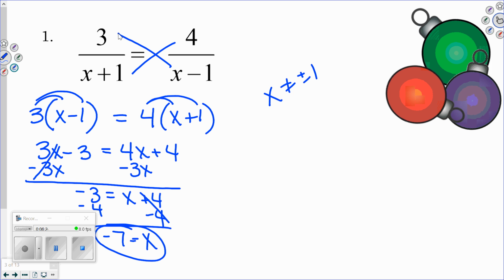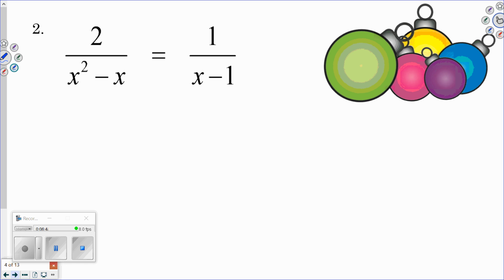So is this a restricted answer? No, it's fine. If I would plug negative 7 in here, it would not make a 0 here or here, so I'm okay. That's a good answer. Now we will get some where you're like, x equals 1, and you're like, wait a minute, no it can't, it's a restriction. Then you'd have no solution. It's just no solution, yeah, that can happen.